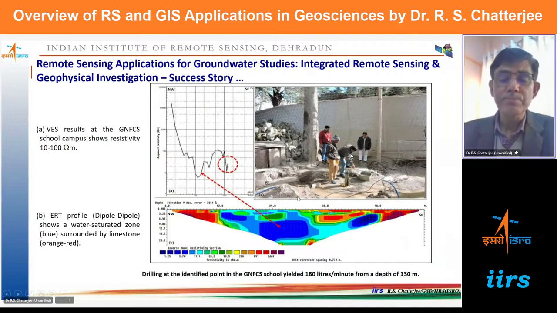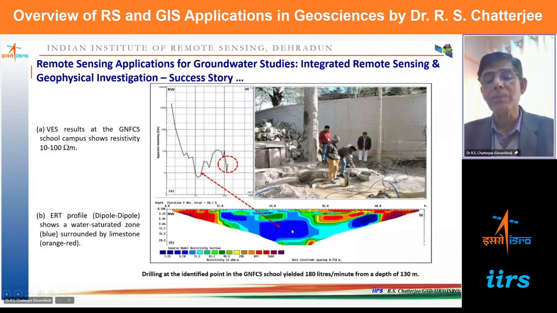Okay. Now you see here there is a dip of the resistivity, a low resistivity zone, on the ERT. You can see it in the profile. So this is the area where the groundwater is very much available, because this is indicative of material which is saturated with water. That is the aquifer.